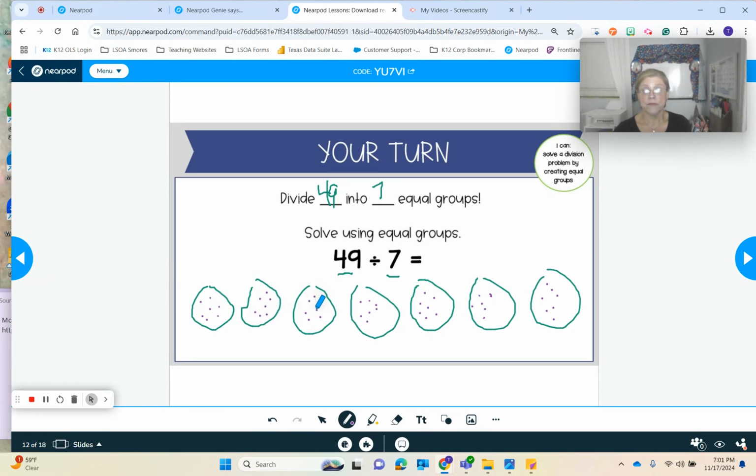We count each of the remaining groups the same way, 1, 2, 3, 4, 5, 6, 7 every time. So 49 divided by 7 equals 7.